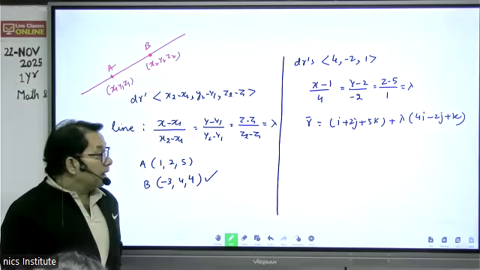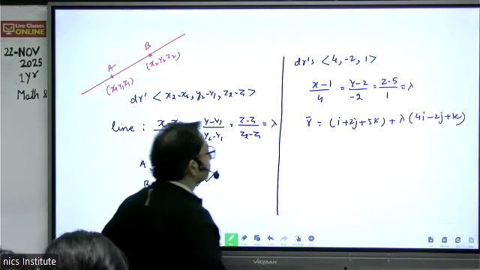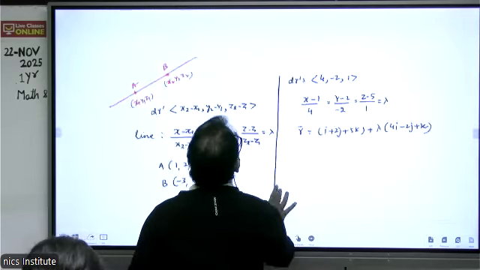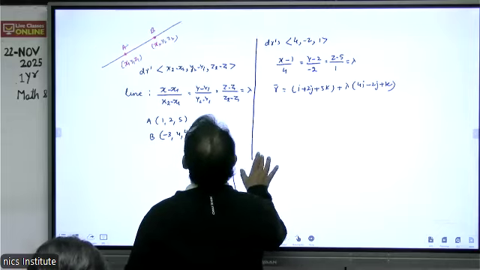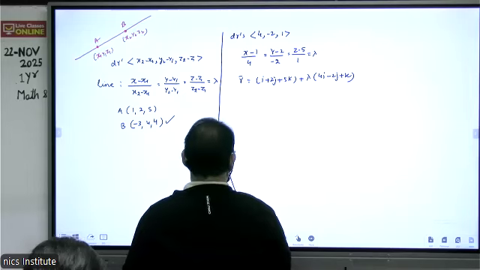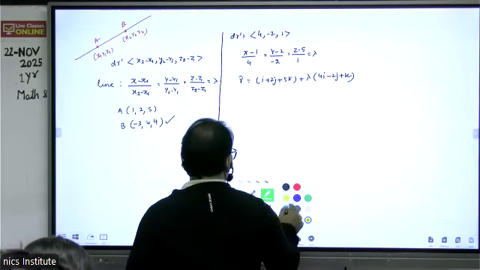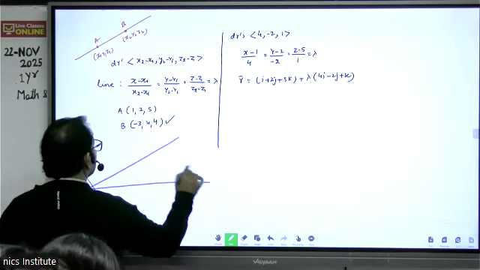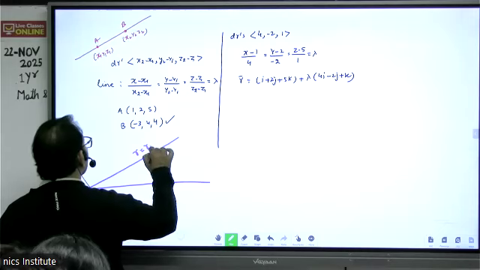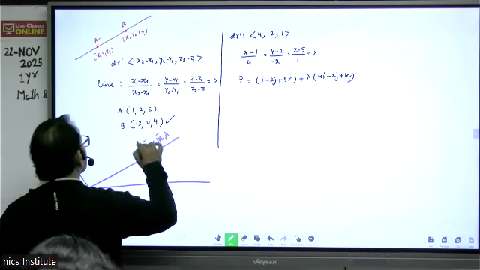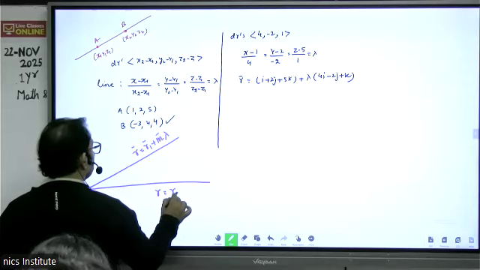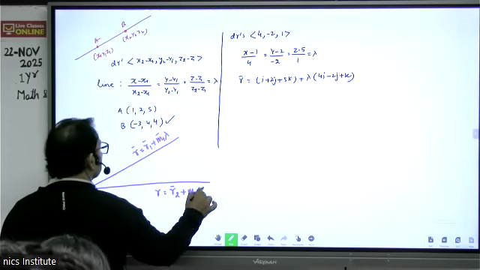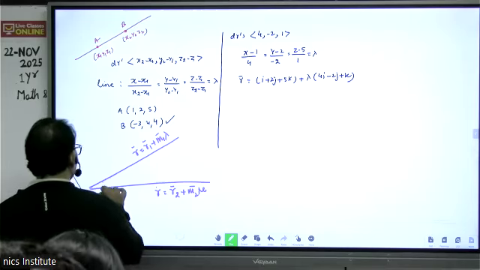नेक्स्ट लिखो. एंगल बिटवीन टू लाइंस. Suppose we have two lines like this. One line has equation r is equal to r1 plus m1 lambda. Another line is r is equal to r2 plus m2 mu. And the angle between them says theta.